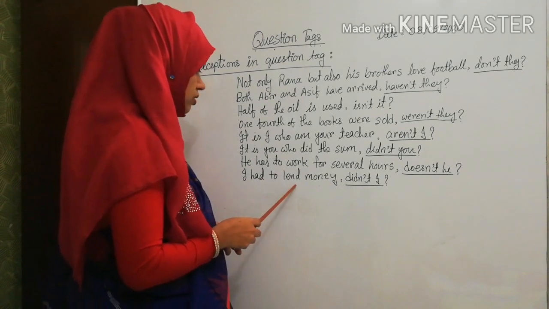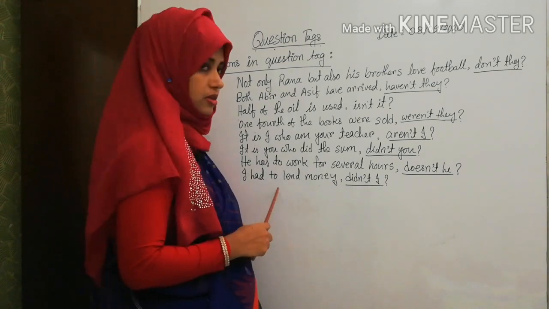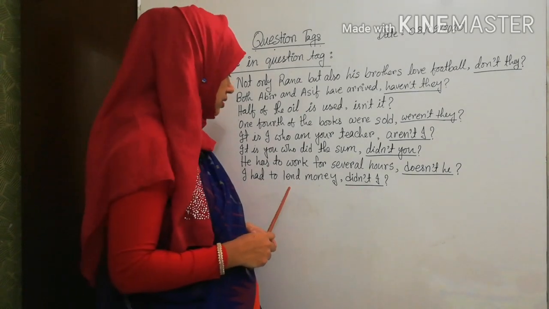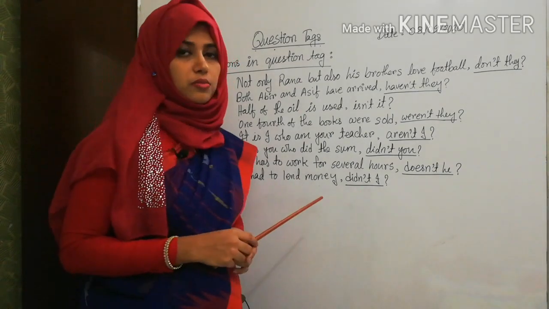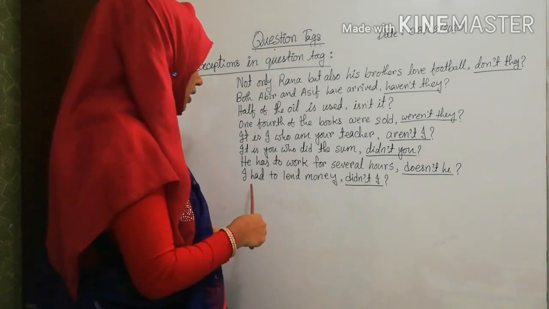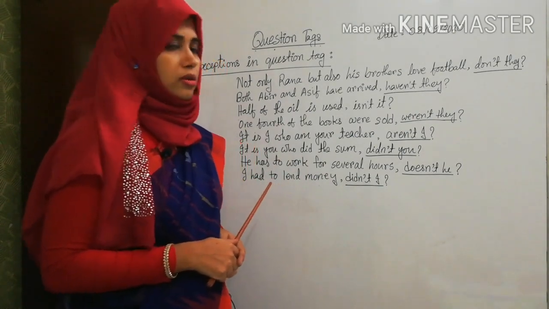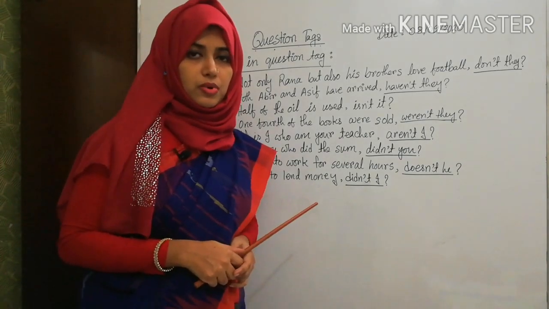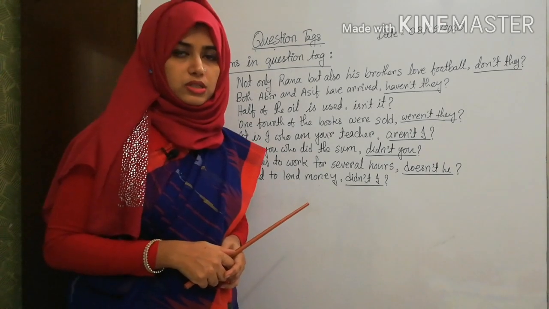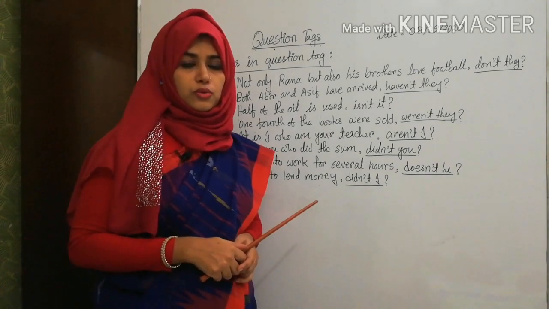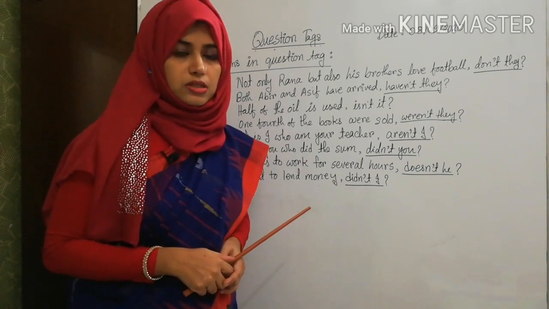Next, I had to lend money. This is a past form of the sentence, so we have used didn't. Had to is in past form, so we have used didn't, then I as pronoun. So these are the rules that you need to remember while answering tag questions. I think these rules will help you to answer all the questions correctly.